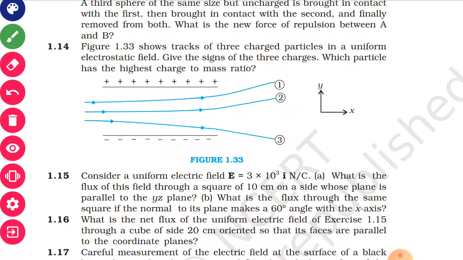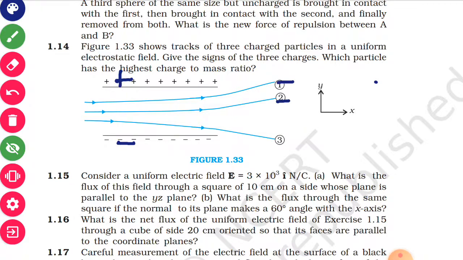Now try to understand. See, first and second charges must be negative charges. Why? Because this is the positive side of the electric field and this is the negative part of the electric field. As you know, a positively charged particle is attracted towards the negative plate and negatively charged particles are attracted towards the positively charged plate. So here particles 1 and 2 are attracted towards the positively charged plate. Therefore 1 and 2 will have negative charge.